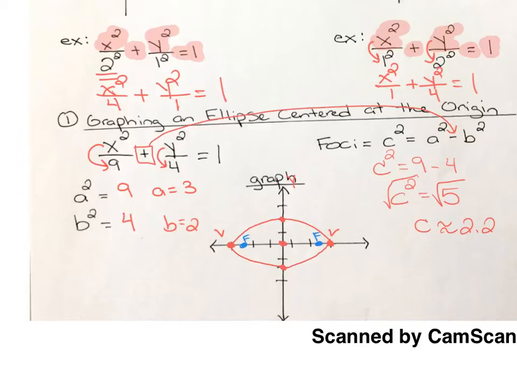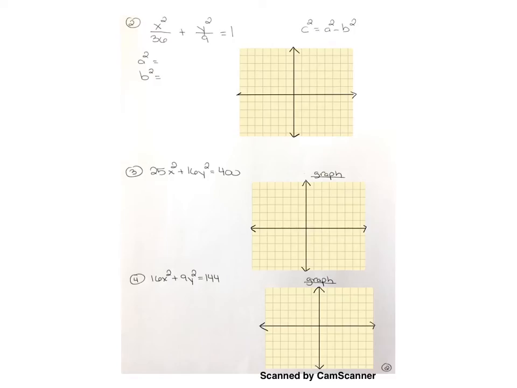The foci on an ellipse are always inside the vertices. Okay, vertices are on the major axis, which is your a, and the foci are always inside. So if you were getting something where the foci was on the outside of the vertices and at the outside of the ellipse also, you are doing it incorrectly. Okay, so why don't you go try number 2 right now and see how you do on that.